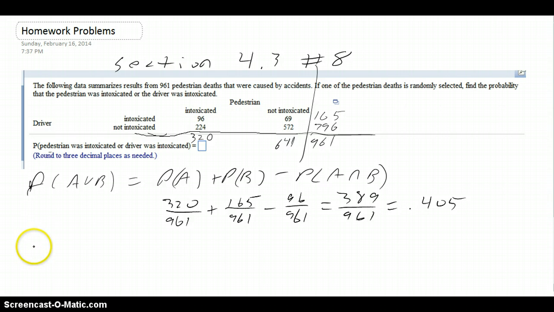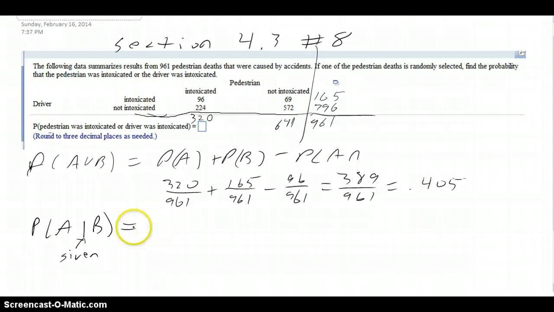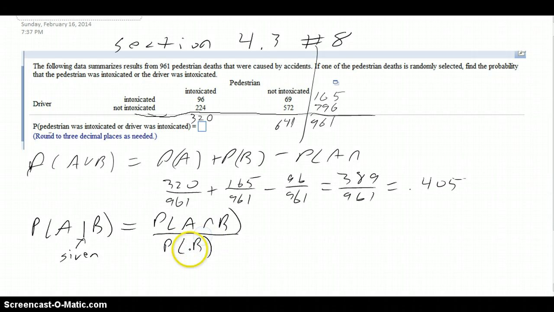So let's say the probability of A given B, and that's what the little vertical line means, given. So we're going to say, what's the probability that the driver was intoxicated, given that the pedestrian was intoxicated? So that formula is just the probability of A intersect B, the probability that it's in both, and you divide it by the probability of the given. So in this case, the second item here was the driver was intoxicated. We're only going to look at that as our population.